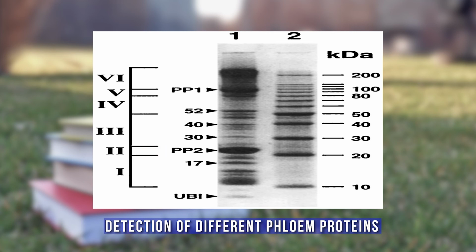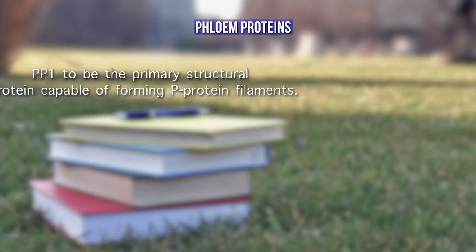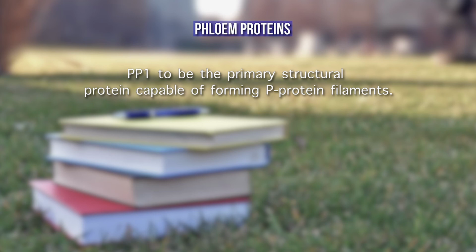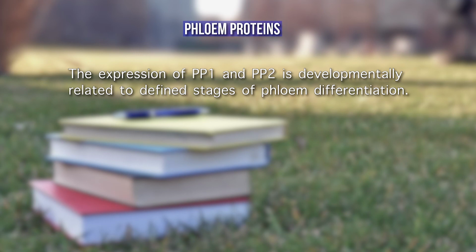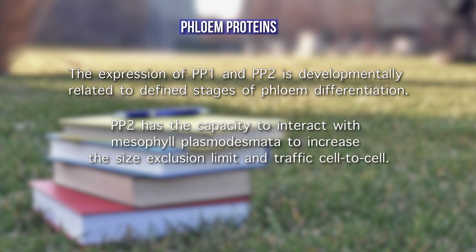And what do these phloem proteins do? The phloem proteins actually help in the translocation of sugar. And as I said, the PP1 is the primary structural protein which is present inside the phloem, and PP2 is an acetyl glucosamine binding lectin, which is covalently linked with other protein by disulfide linkage. And basically the PP1 and PP2 are showing contractile movement, and this contractile movement helps in gradual translocation of sugar. And in addition, PP2 is more dynamic because PP2 has the capacity to interact with the mesophyll plasmodesmata, which will increase the size exclusion from cell to cell.